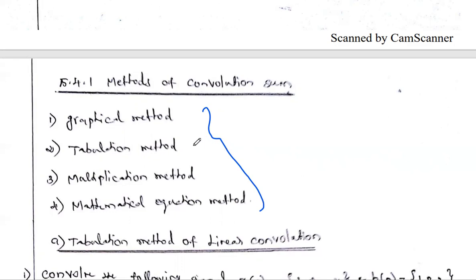We are going to see two methods. One is the tabulation method, which is a very easy method. The graphical method is somewhat a tedious process, and multiplication is also tedious, so the very simple method is the tabulation method. For infinite duration signals, the tabulation method is not suitable, so for those signals we may use the mathematical equation method.